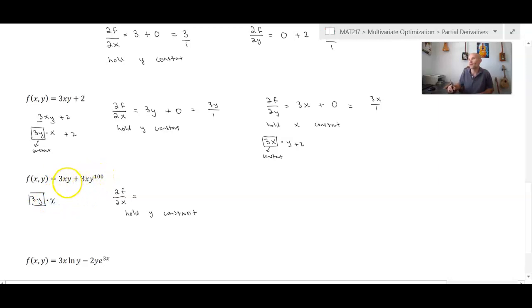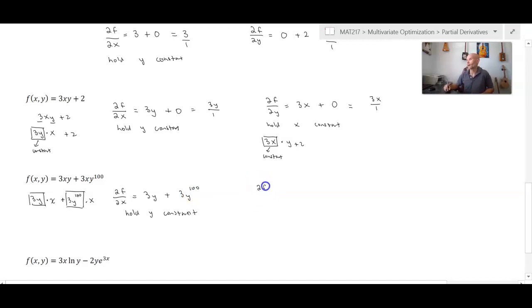3xy to the 100th is the same thing as 3y to the 100th times x. Now since we're holding y constant, a constant to the 100th power will still be a constant, and 3 times that will still be a constant. So this whole thing right here is a constant, which means the derivative of a constant times x is the constant, and there is my derivative function.